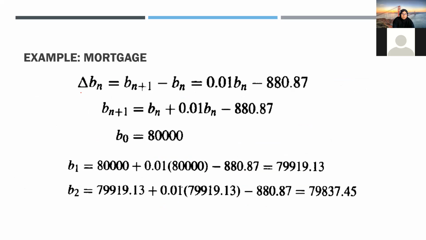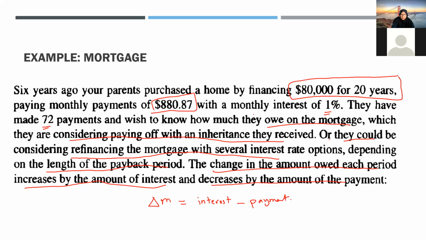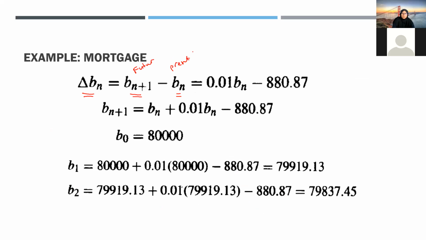So delta P, this is the balance. Ni lebih tepat. So the balance is equal to the future value minus the current value. This is the future and this is the present. So last time we know that the change is the interest rate times the current value. So this is the payment. This is the interest rate.